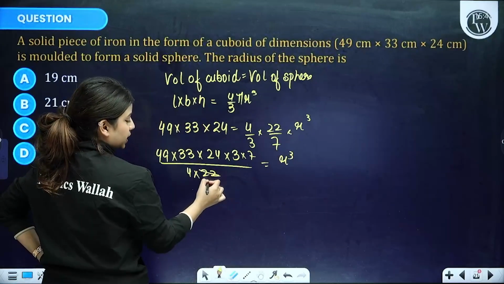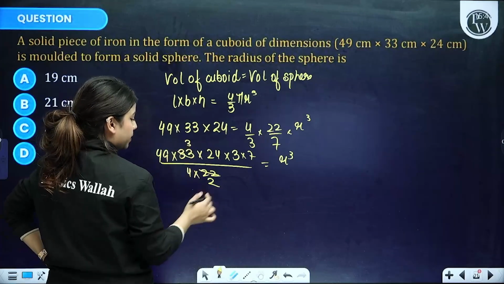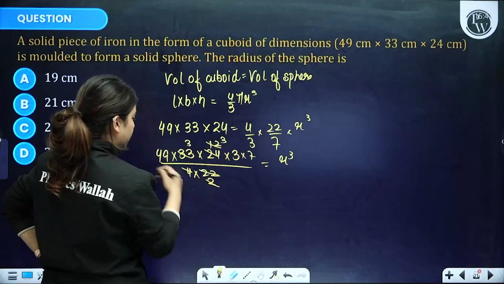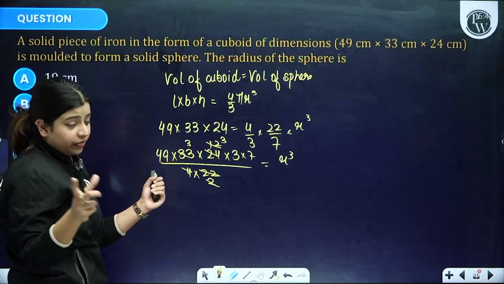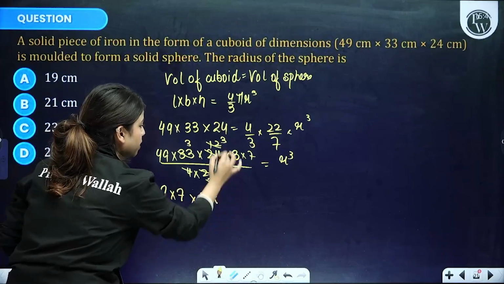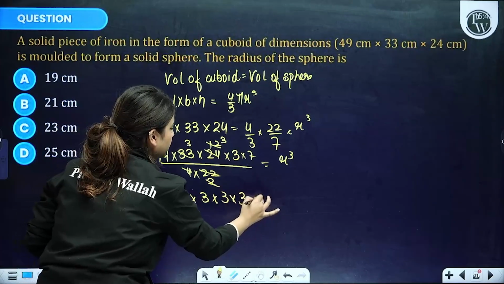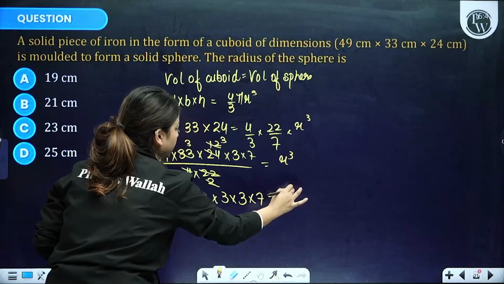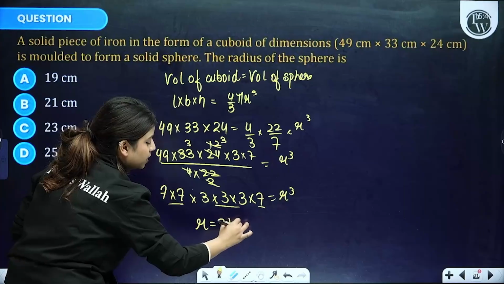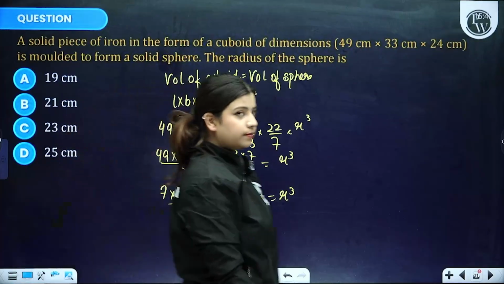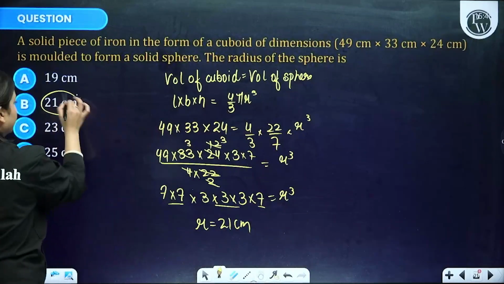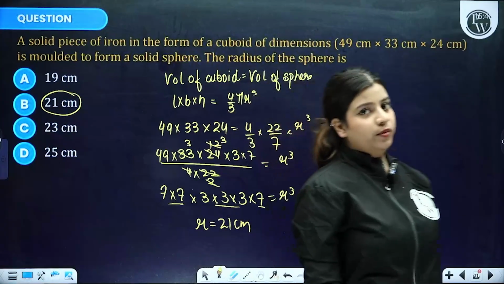So what we have? 11 twos are 22, 11 threes are 33. Then we have 2 twelves, then we have 4 threes are 12. So what we are left with, let's expand them out. 49 is 7 into 7. 3 is 3. 1 more 3. 1 more 3. 1 more 7 is equal to r cube. Let's take a group of 3 and 3. So r will be equal to 3 into 7, 21 centimeter. So the radius will be equivalent to 21 centimeter. I hope this question is clear.